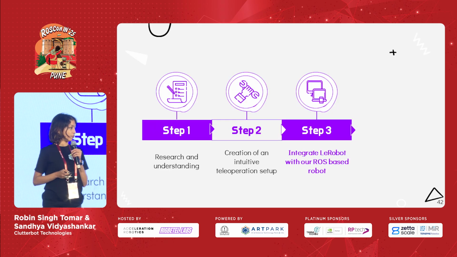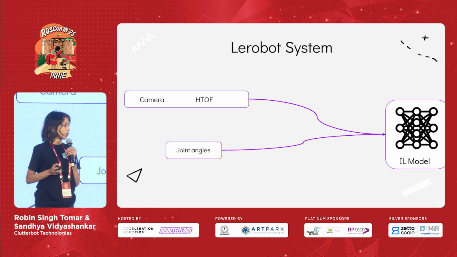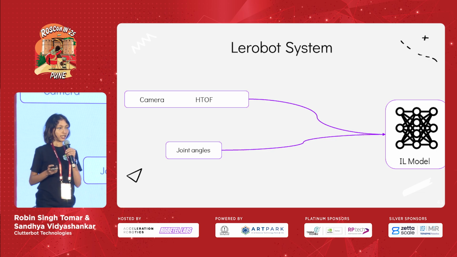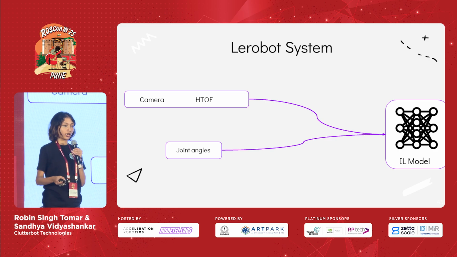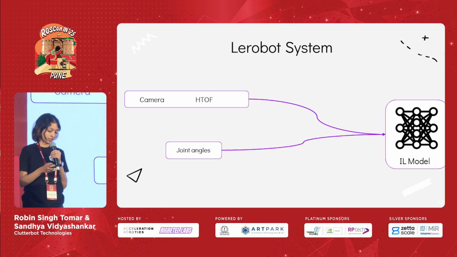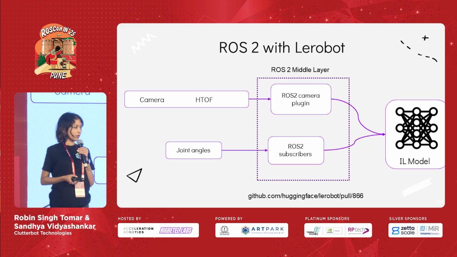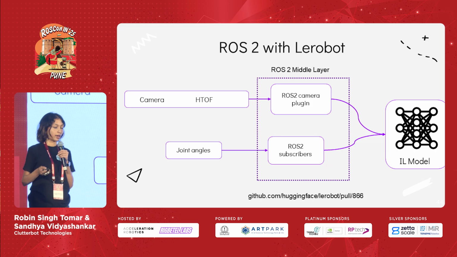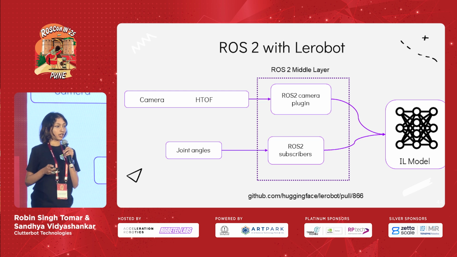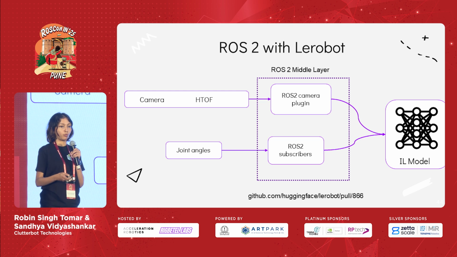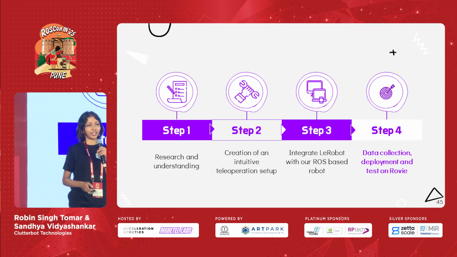Then coming to the third step, where we integrated this system with our ROS-based robot. For our LeRobot system, a basic LeRobot system just directly reads camera and head-off data as well as joint angle data, and feeds it directly into the model, just reading it with USB connections to the cameras and whatnot. But we specifically needed to use ROS2 because our robot is a ROS-based robot. So we actually integrated ROS2 camera plugins, as well as adding in ROS2 subscribers, just a simple middle layer that would allow us to customize our robot to work with this existing setup. After this, we finally get to the fun part, where we collect data and deploy everything on the robot.